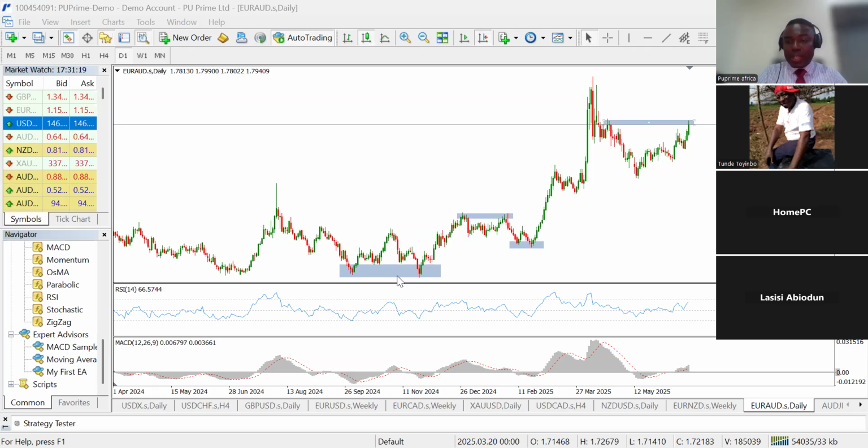Now, there are two types of accounts you can have on the PO Prime platform. There is a demo account and there is a live account. Now, a demo account is a practice account. It's a simulation of a real account, meaning it behaves exactly like what a live account is doing. So the same price you see on the demo account is the same price that is available on the live account. The same chart movement you are seeing on the demo account is the same as what is on a live account. So what's the difference between a demo account and a live account?